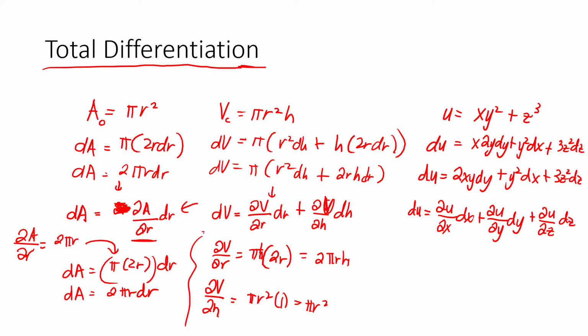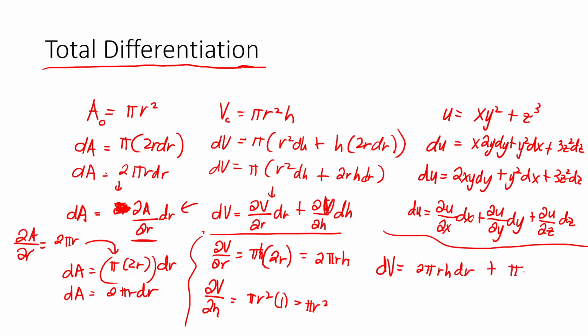So, after you get both of these, you input them into your total differential equation. dV is equal to 2 pi rh, this is with respect to r. Okay. So, 2 pi rh dr plus pi r squared dh. Then factor out the common. So, the common is pi r. Okay, so that's 2h dr plus r dh.